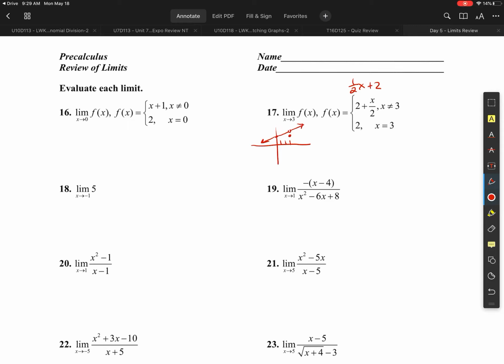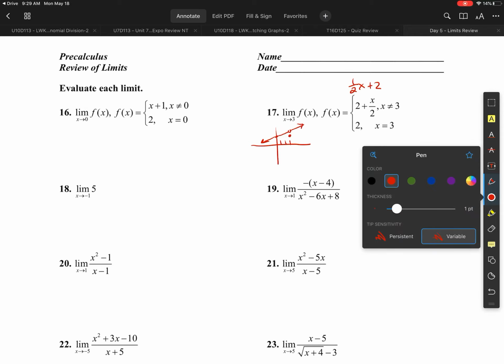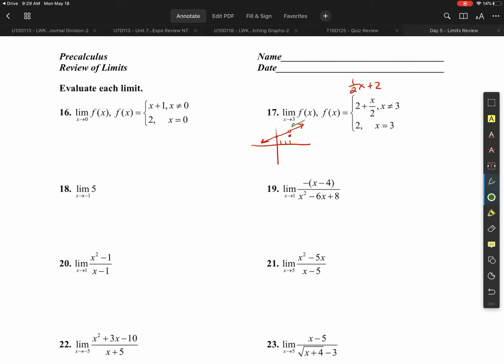Now remember, whether the graph looked like this or it was a perfectly straight line, the key thing here is that as we are approaching 3, both the left and the positive side approach 3.5. So that dot below, whether it is there or not, the limit is 3.5. If this was a solid line, the limit is 3.5. So all 3 of those options, exact same answer.